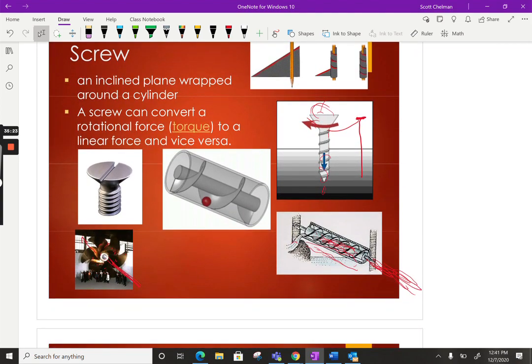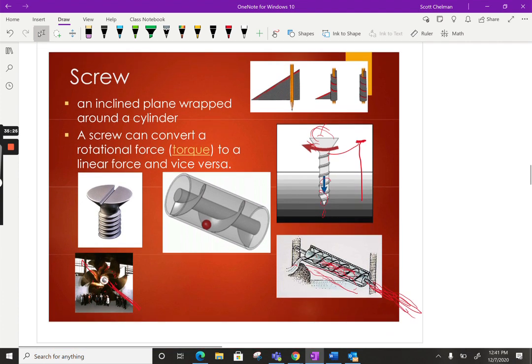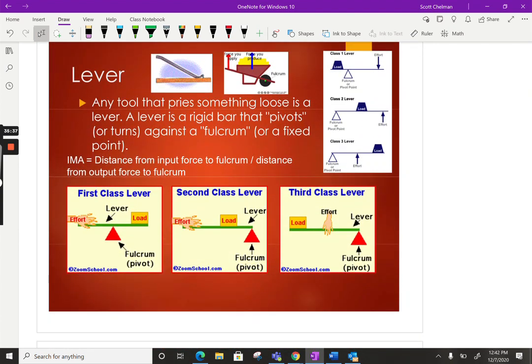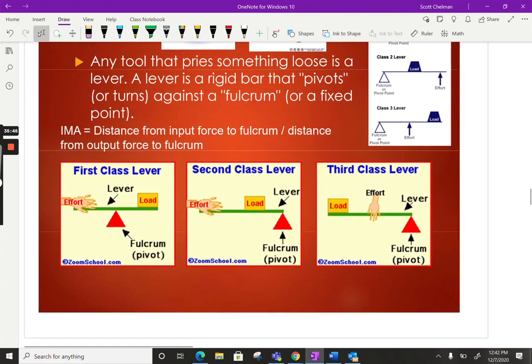So then the screw was basically another form of the inclined plane, right? Where you're just increasing the distance that it's going into the surface. But what's really important for today is this idea of the lever. And crucial to understanding the lever is knowing where the fulcrum is.